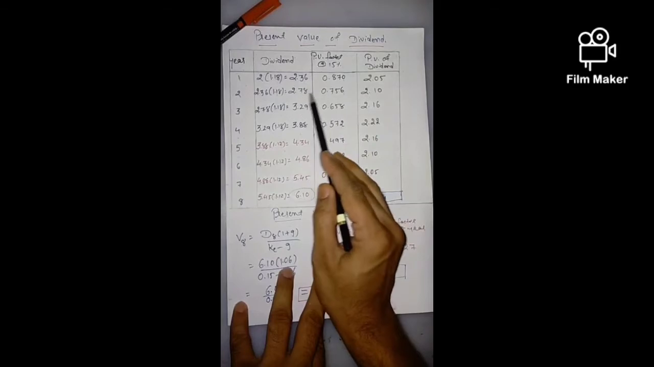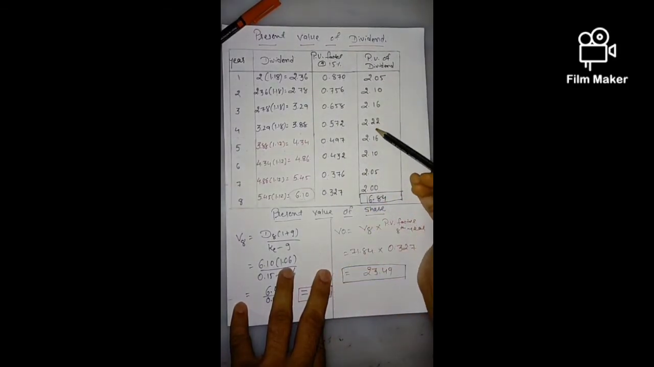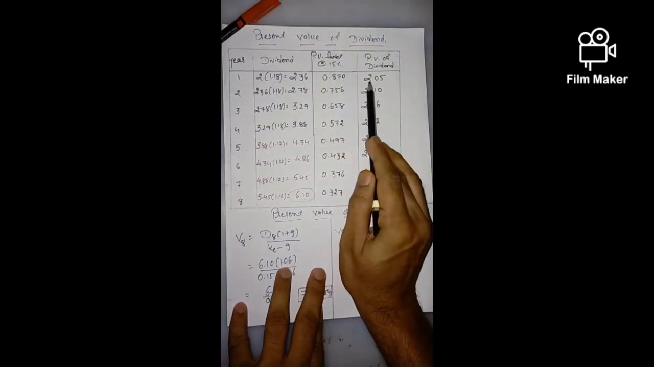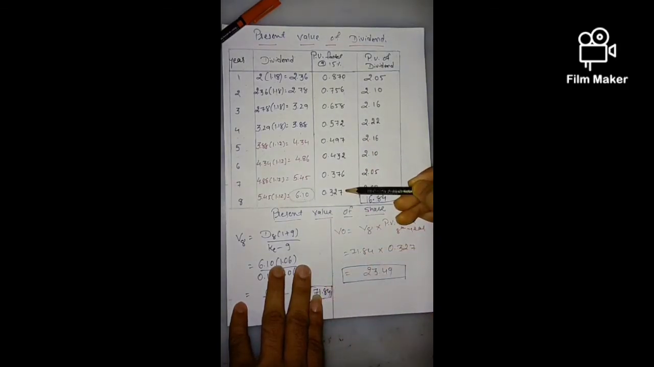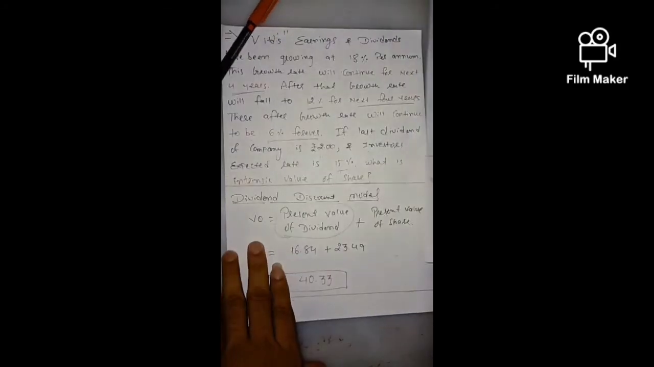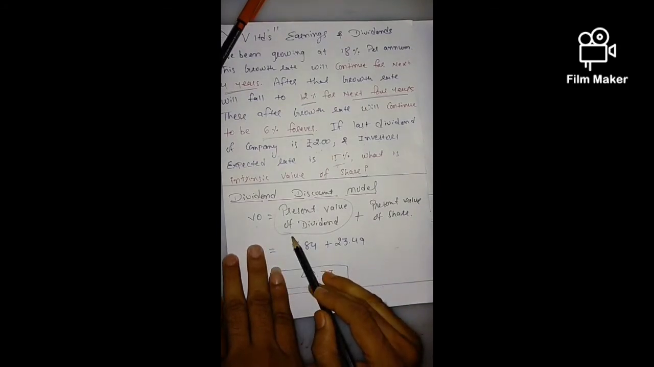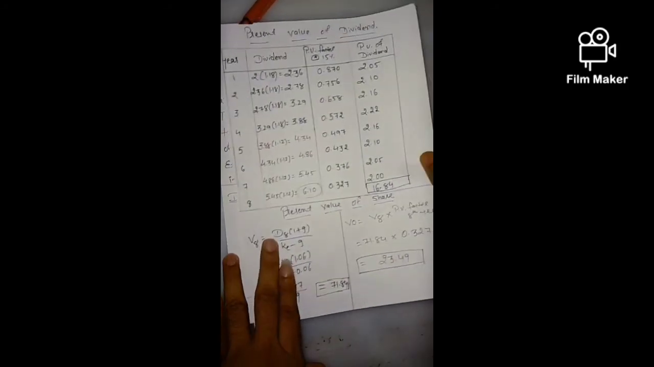Now all these dividends will be multiplied with the respective present value factor, which will give you the present value of dividend. So 2.36 multiplied by the respective present value factor is 2.05. Similarly, the last one, 6.10, multiplied by the 8th year factor, 0.327, is 2 rupees. Now when you make the total, from the formula which I have provided, the value of share equals the present value of dividend, and we have found the present value of dividend is 16.84.